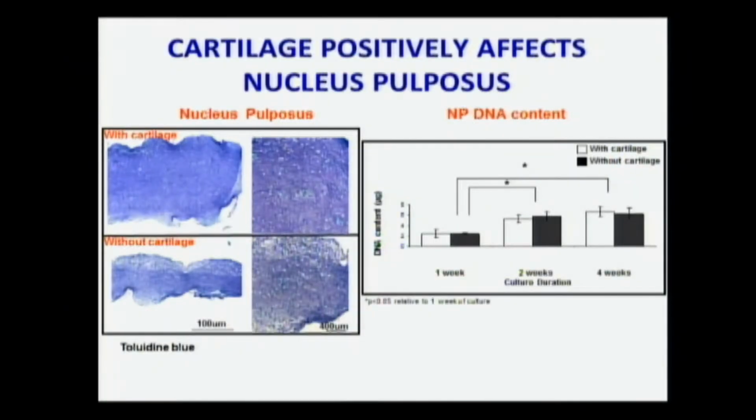And this is just to show you that this difference in tissue thickness is not because there were more cells there, because the cellular content was the same whether you grew the cells in the presence or absence of cartilage. So it was truly an anabolic effect. And when we went on to further characterize why this happened, it turns out that the cartilage was secreting a factor that inhibited TNF-alpha production by the nucleus cells.